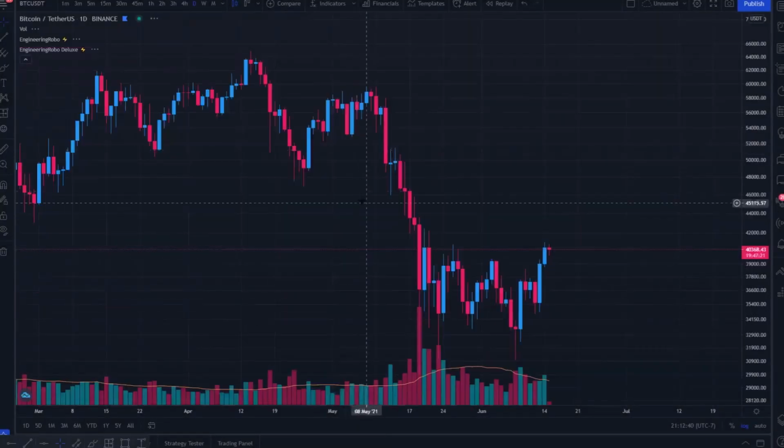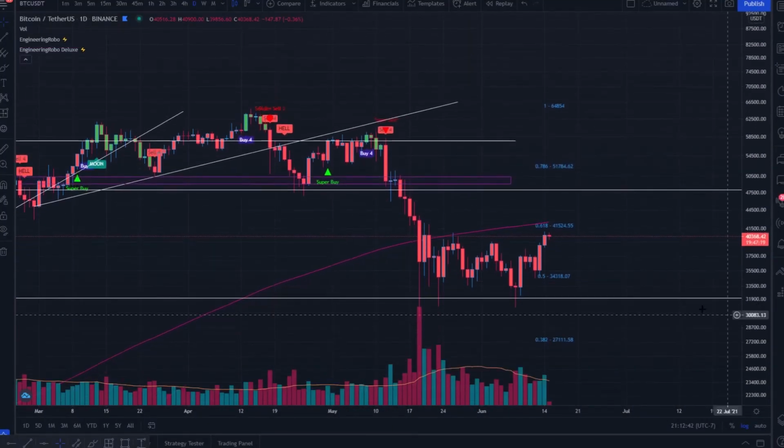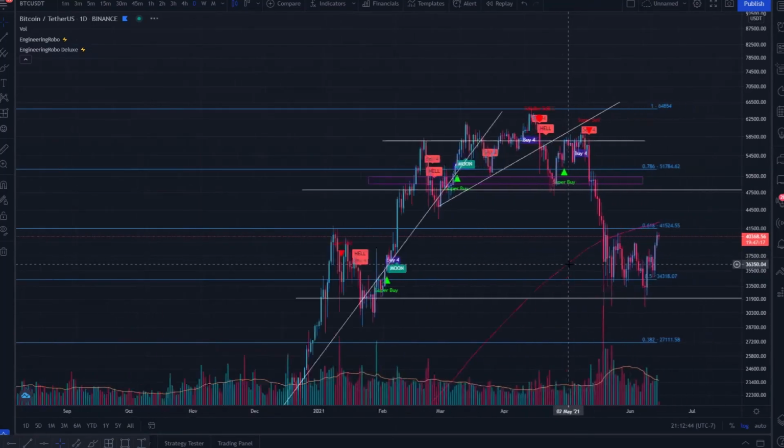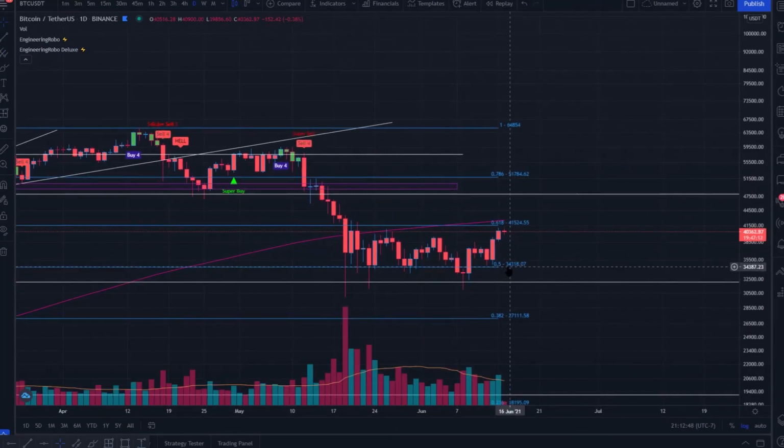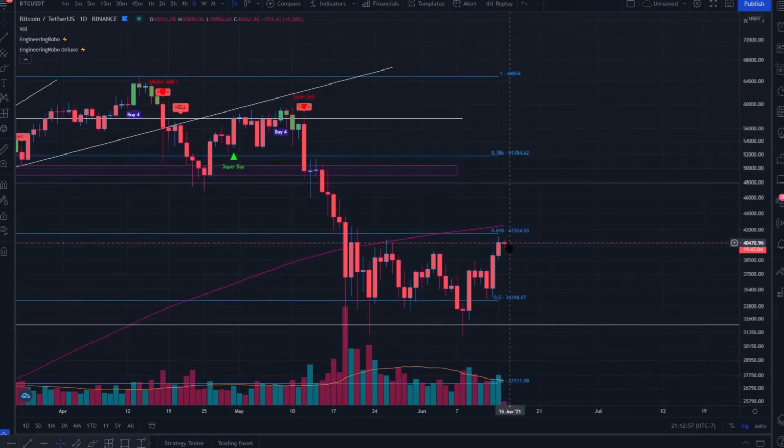But when we consider Bitcoin against USDT, we can see a new perspective come into play when we consider how this recovery is playing out. There was a very significant bounce off of just above that 0.5 Fibonacci line at 34,300. We found support at 35,600. This bounce does seem to be quite significant, although we seem to be slightly exhausting.